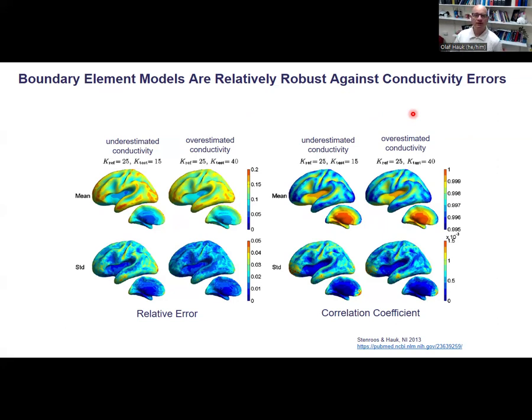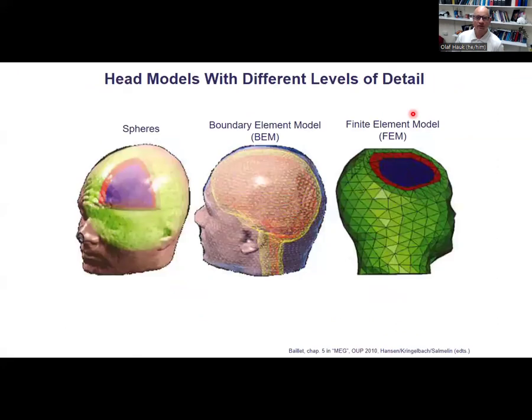Having said that, of course, the real world is more complex. So these are all just different approximations. You could model the head as a sphere or maybe several spheres within each other. But as we've seen, then you can make quite significant errors in some brain areas. A boundary element model is a relatively efficient way of modeling at least the most important features of the head geometry.